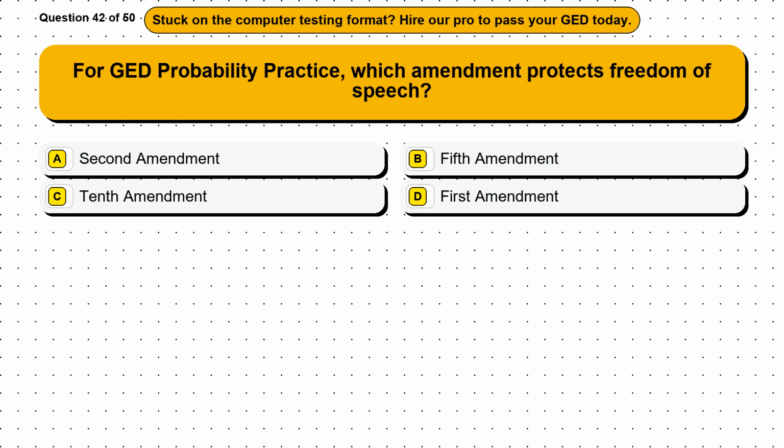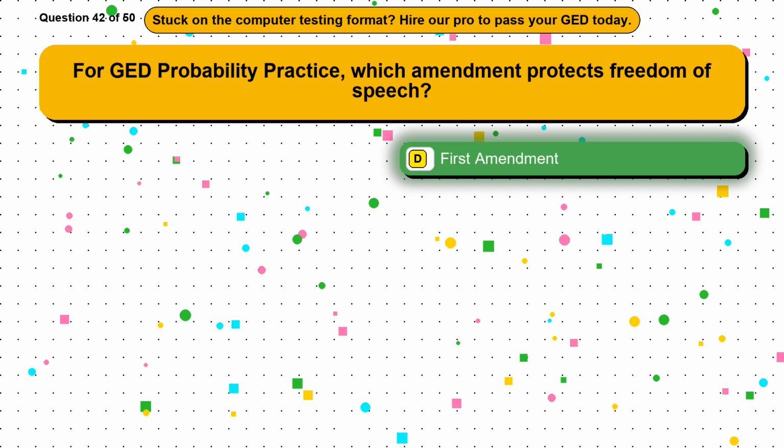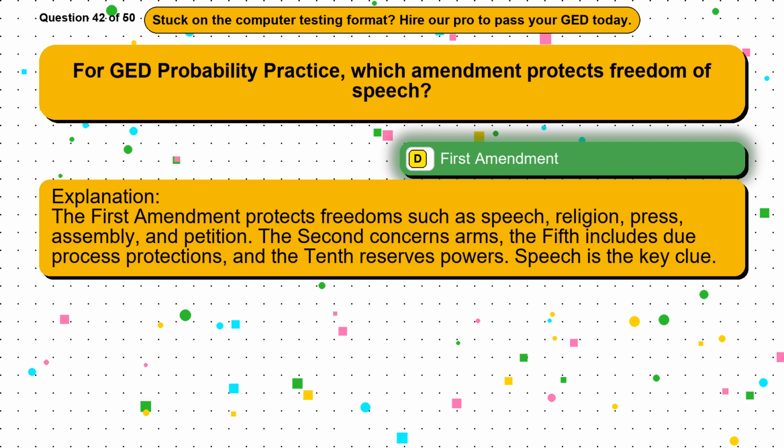Question 42. For GED probability practice, which amendment protects freedom of speech? Option A, Second Amendment. Option B, Fifth Amendment. Option C, 10th Amendment. Option D, First Amendment. The correct answer is option D, First Amendment. The First Amendment protects freedoms such as speech, religion, press, assembly, and petition. The second concerns arms, the fifth includes due process protections, and the 10th reserves powers. Speech is the key clue.